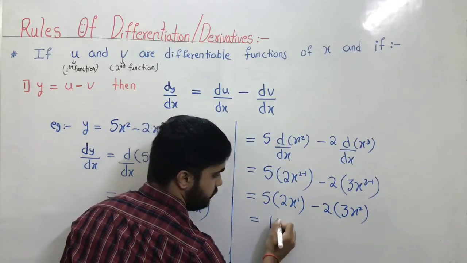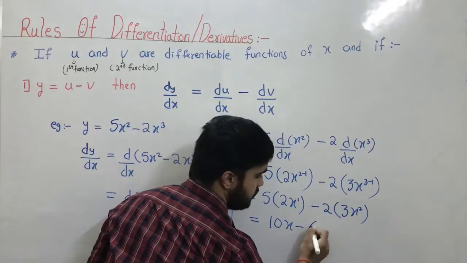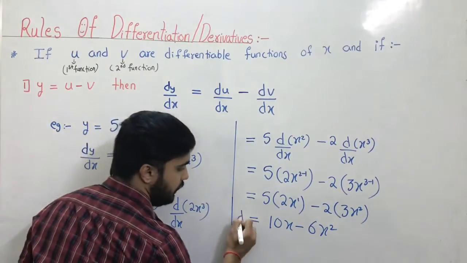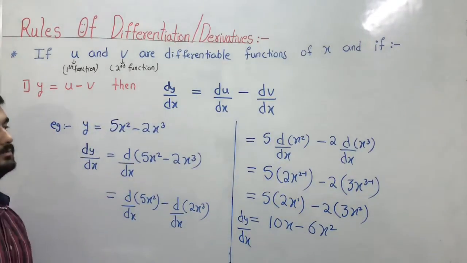So we can write it 10x minus 3 to the 6x square. So this is dy by dx for subtraction.